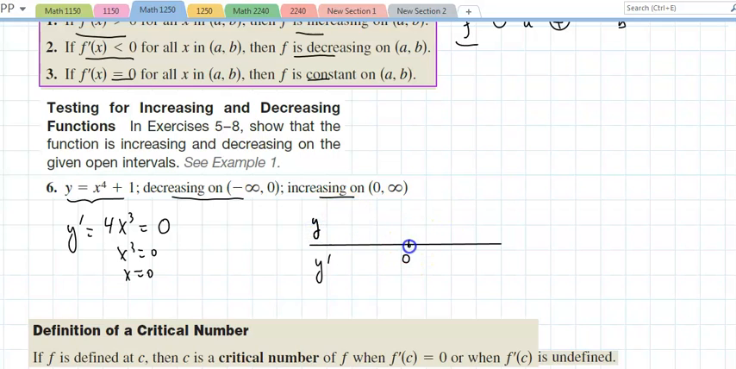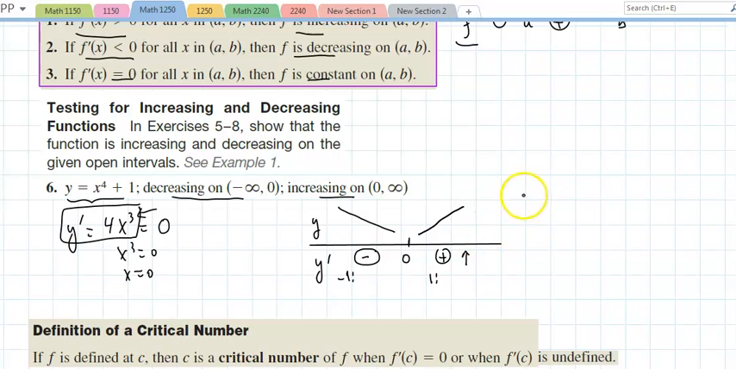I pick a test point to the left of 0, let's say negative 1, and I plug it in my derivative, which is right there. If I put a negative 1 there, 4 times negative 1 is negative. I don't care about the number. I just care about if it's plus or minus. And if it's negative, I know that the function is decreasing. And I pick a point in that region, any point, say 1. If I put a 1 right there, 4 times 1 is 4, that's positive. And if the derivative is positive, that means the function is increasing.